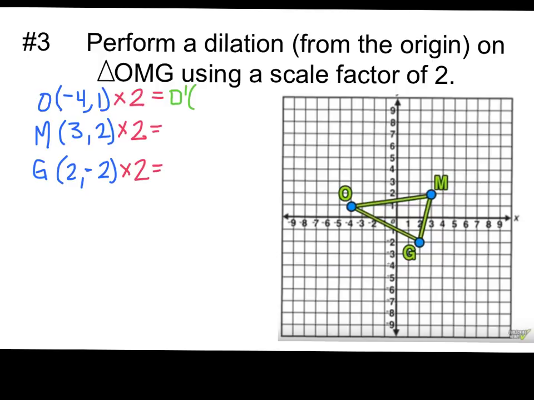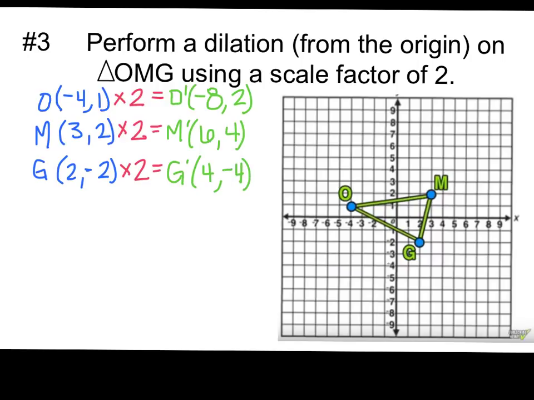So O prime would be negative 4 times 2 is negative 8, 1 times 2 is 2. M prime would be 3 times 2 is 6, and 2 times 2 is 4. G prime would be 2 times 2 is 4, and negative 2 times 2 is negative 4.